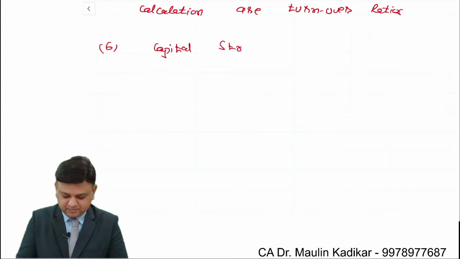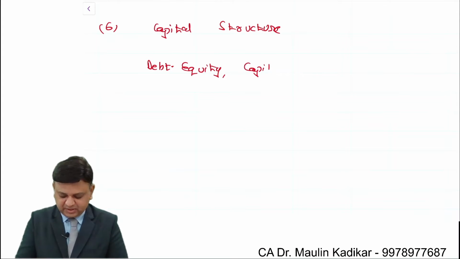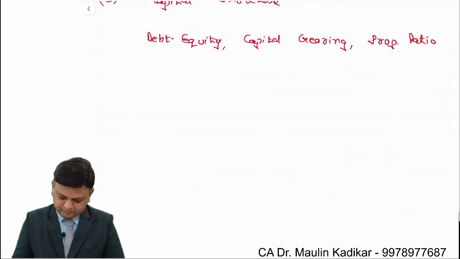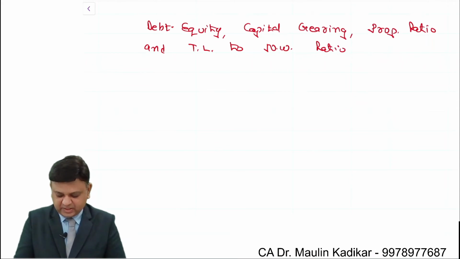Capital structure: in that, debt equity, capital gearing, proprietary ratio and total liabilities to net worth ratio.